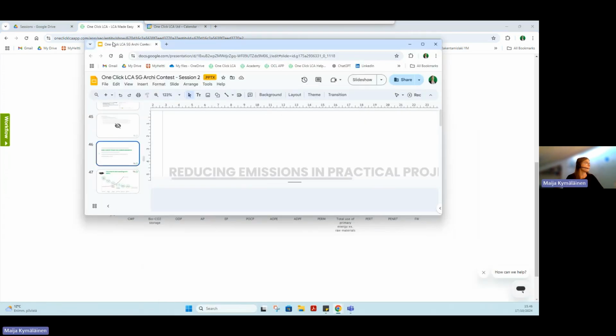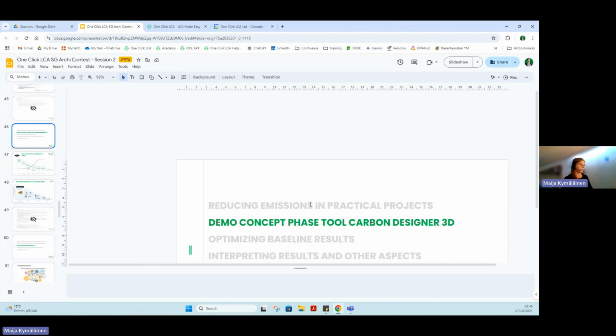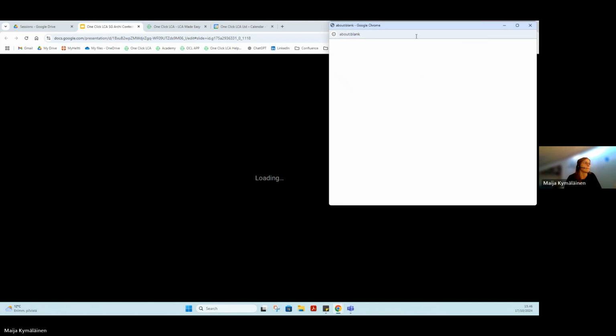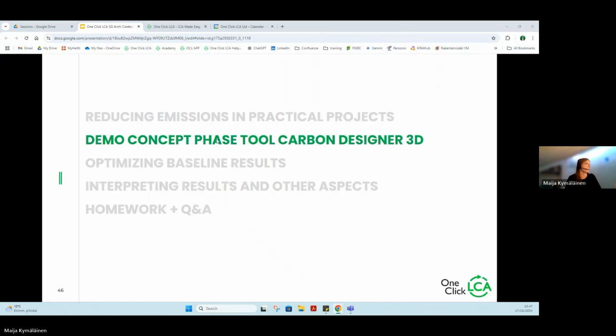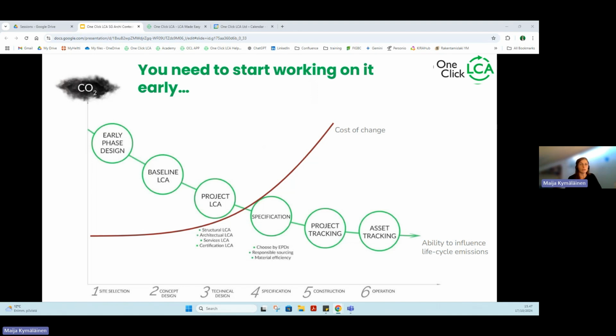And then let's go back to here. Okay, and then we will show you the early design stage tool, Carbon Designer. As mentioned in Monday's session, you do need to start working on it early. The earlier you start optimizing, the better, because the cost of changes is much smaller in early stages. If you start comparing different options here, you're on a good track.